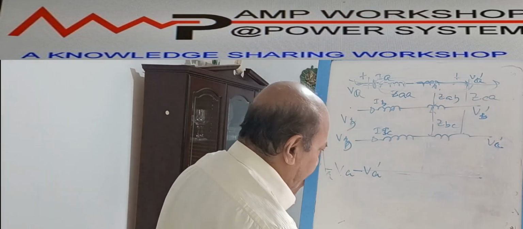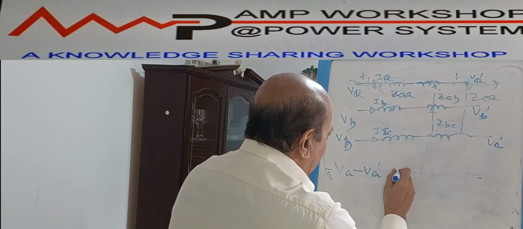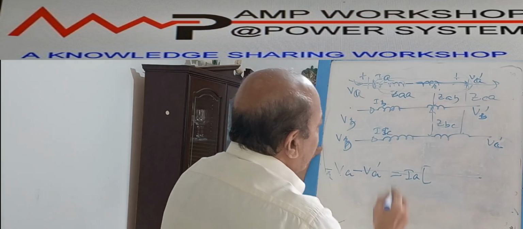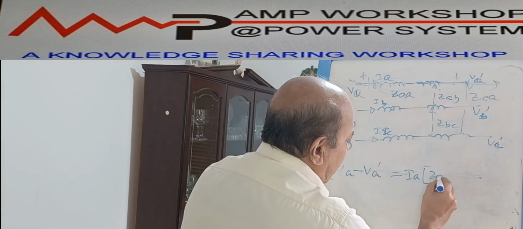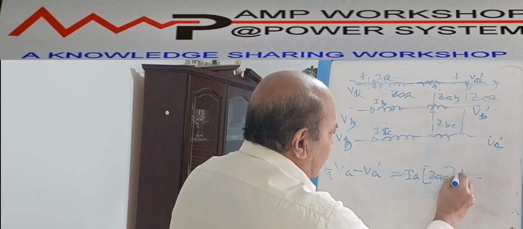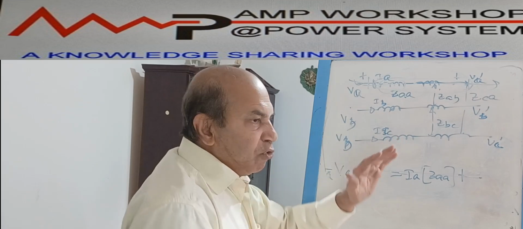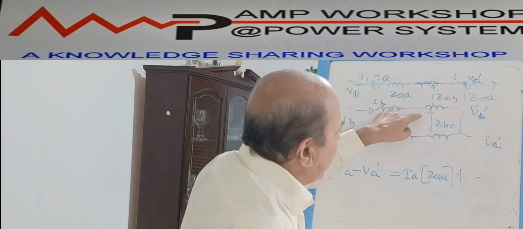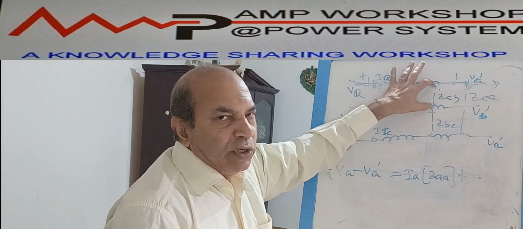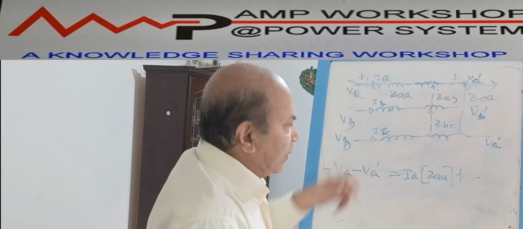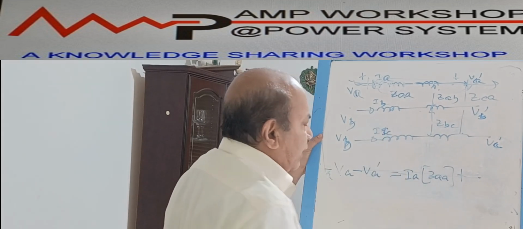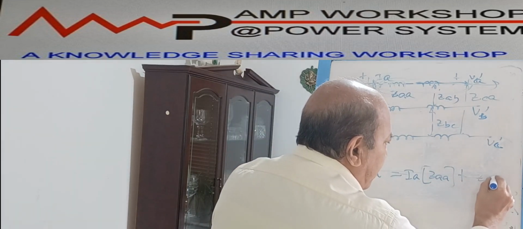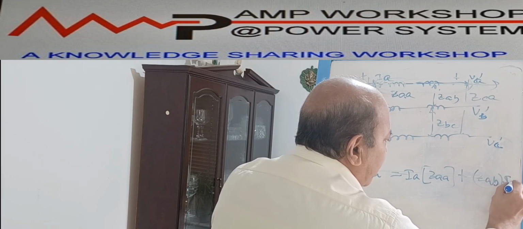So that is equal to the current flowing through this, that is IA, right? IA into the self-impedance ZAA, plus the mutual impedance developed when the current flows through the other phase. That means when the B phase current is flowing, the mutual impedance between these two is developing, for which there is a voltage drop on the A phase. So due to the B phase current, the voltage drop takes place in the A phase, due to the mutual impedance, that is ZAB into IB.